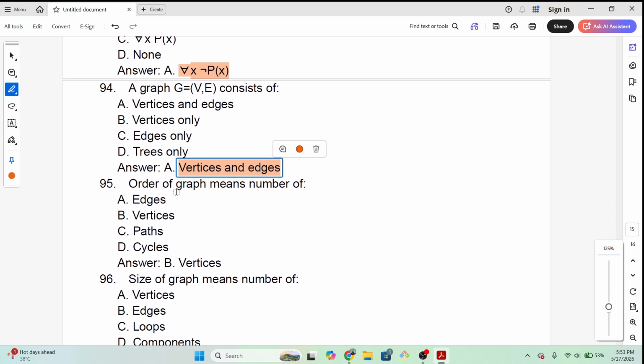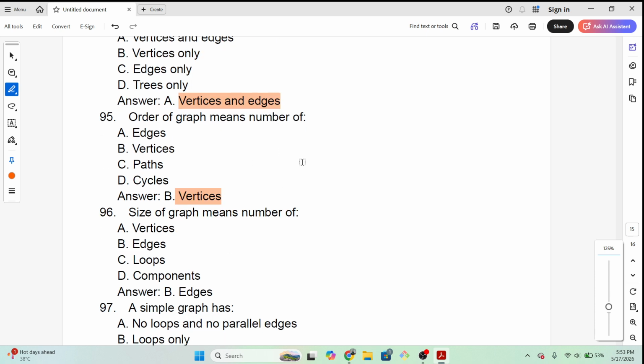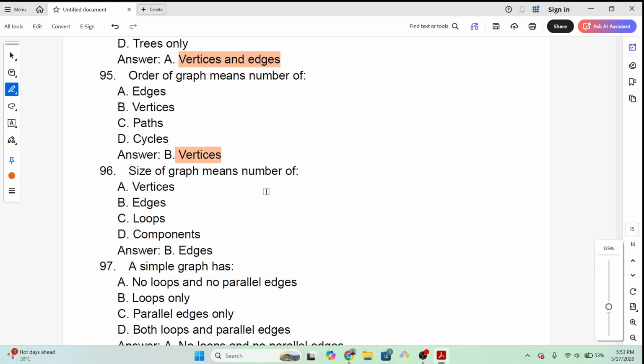Question 95, we have: order of a graph means number of vertices. The number of vertices is called the order of a graph. Okay. So size of a graph means number of edges.